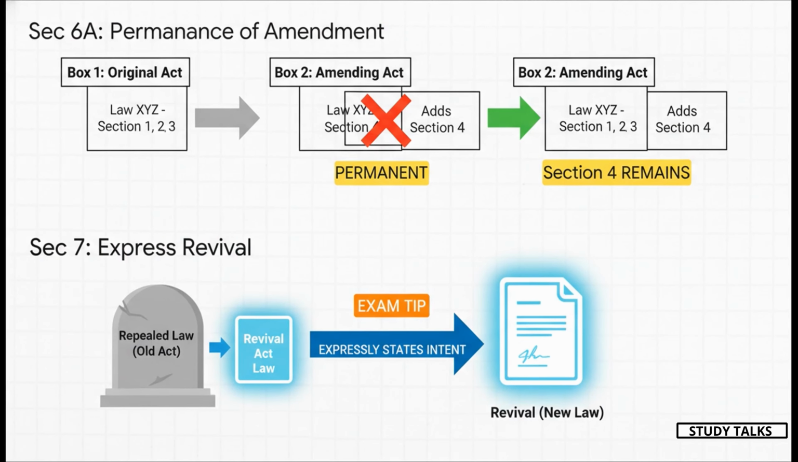Following right on from that, we've got two more straightforward rules. Section 6A says that if you repeal an act that was only used to amend another act, the amendment itself stays. You don't undo the change. And Section 7 deals with revival. A repealed law doesn't just come back from the dead on its own. You have to pass a new law that explicitly says you are reviving the old one. It has to be intentional.